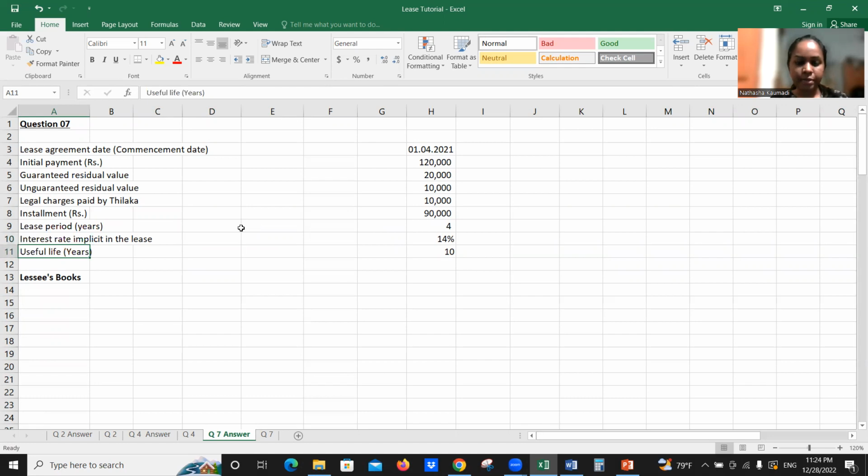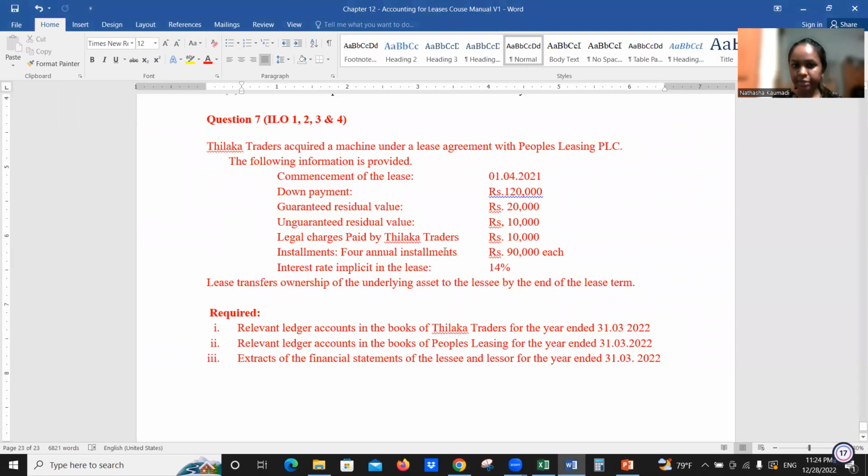Now, one important thing: in the question it is not mentioned about the useful life of the asset. We need to have the useful life of the asset as well. In order to depreciate, you need to know the useful life and the lease period. Lease period is already given. Now, I'll tell you how to take the depreciation. When you take the depreciation, you need to consider whether the lessee is getting the ownership of the underlying asset at the end of the lease term. Now, what about this question? Is the lessee getting the ownership of the asset or not? Yes, right? The lessee is getting the ownership of the asset.